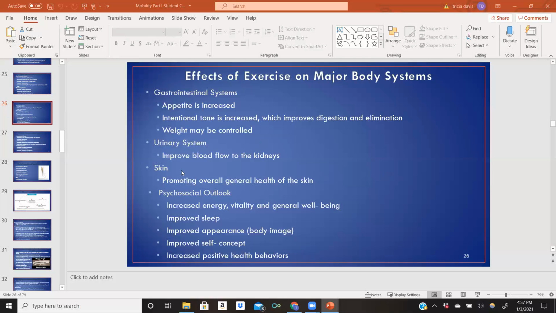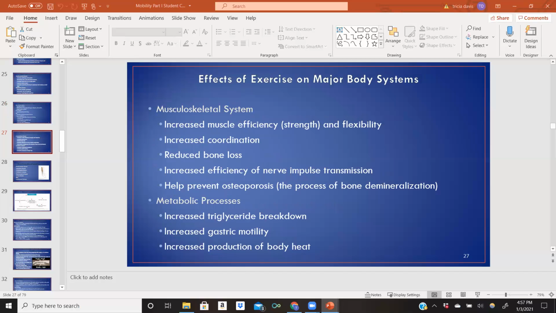It's going to help your skin, so it's going to promote overall general health of your skin. And it also improves your psychosocial outlook. So it gives you increased energy, vitality, and just a general feeling of well-being. It improves your sleep at night. It improves your appearance and your body image. It gives you an improved self-concept of the way you see yourself and feel about yourself, and it causes increased positive health behaviors. So exercise does a lot.